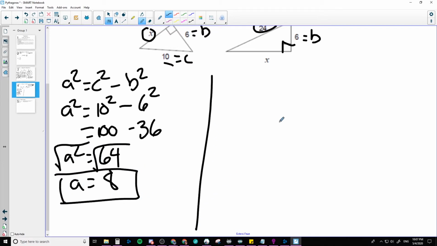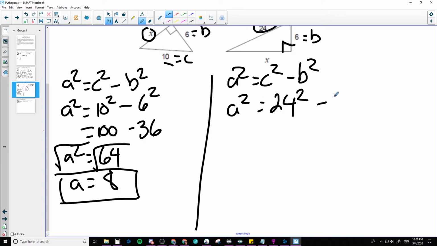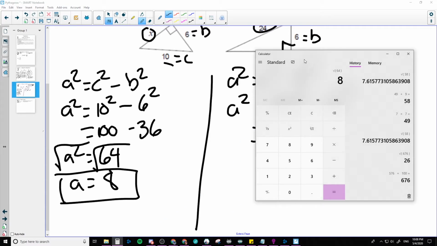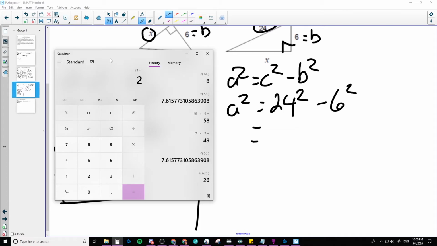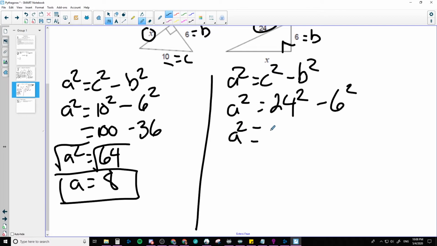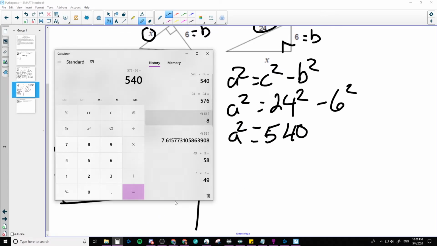Okay, one more time. A squared equals c squared minus b squared. A squared equals 24 squared minus 6 squared. 24 squared is 576. We have to subtract 36, which is 6 squared, and we get 540. And then we have to square root that. We get 23.24.